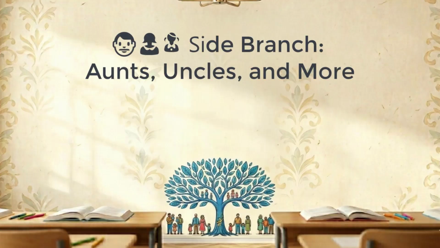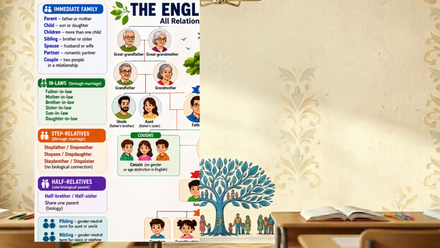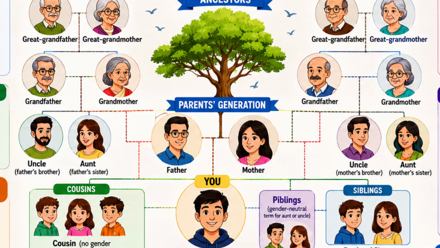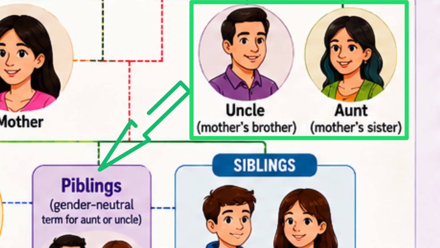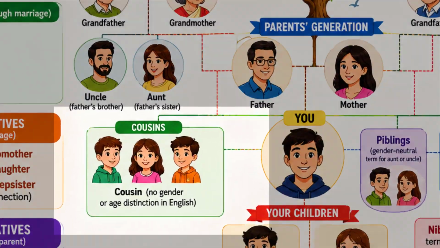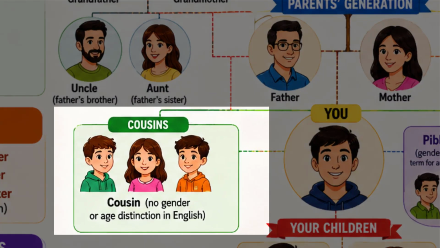Side branch. Aunts, uncles, and more. Your parents' brother is your uncle. Your parents' sister is your aunt. Together, aunts and uncles are sometimes called piblings, parent plus sibling, though this is less common. Their children are your cousins.